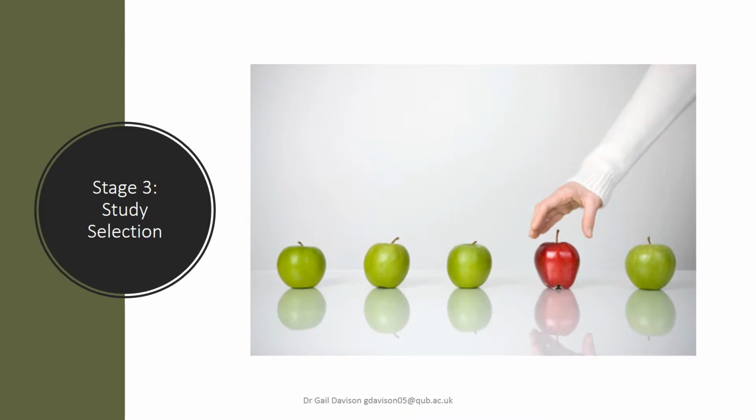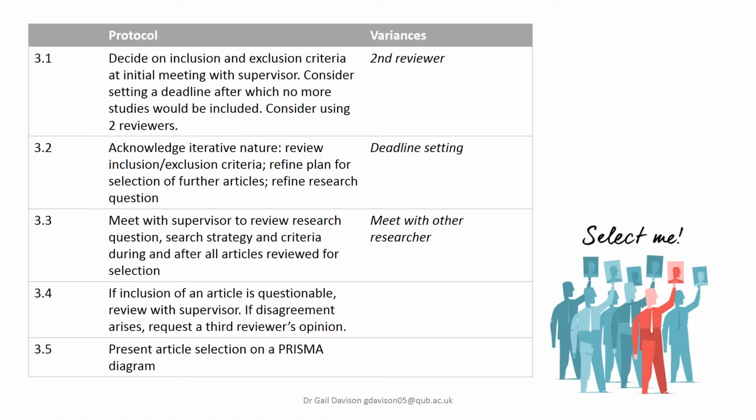This is when you've got all your articles. This could be maybe 1,000 articles, and you're going to select the ones that are relevant to your research question and that really answer your research question. So you need to decide on an inclusion and exclusion criteria, and you need to decide on this before you go through your articles. But because of the iterative nature of a scoping review, this can be modified and you can include further detail as you go along.